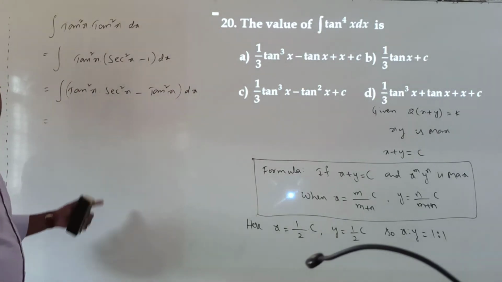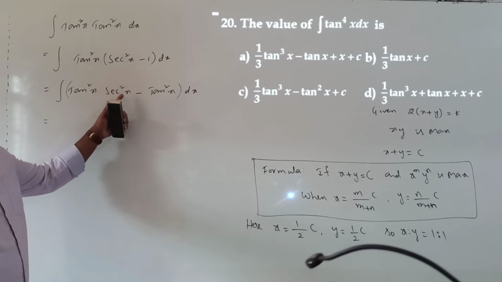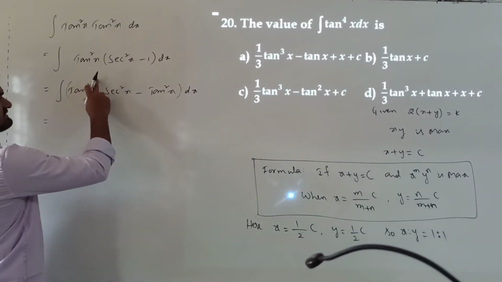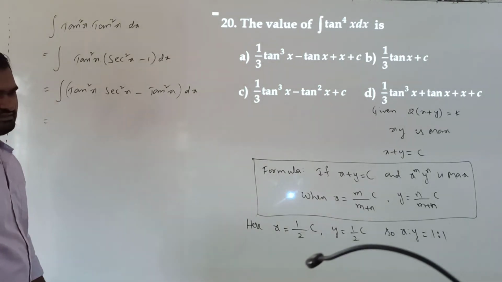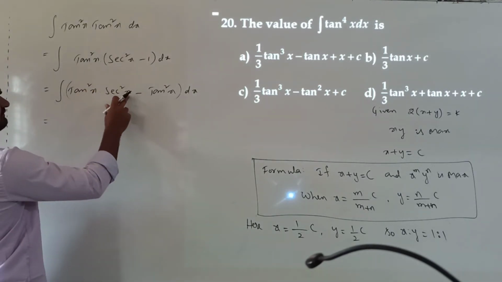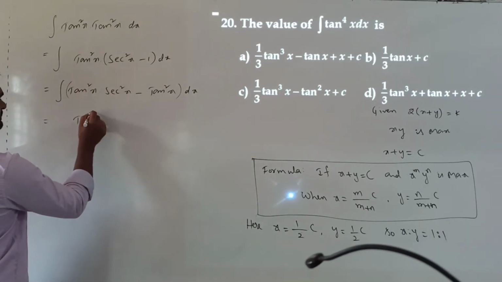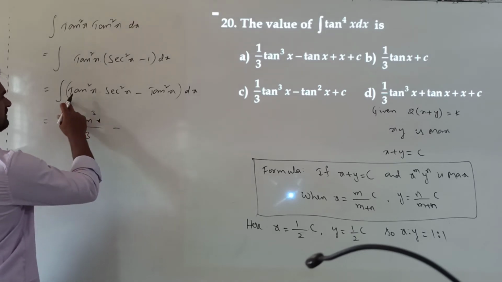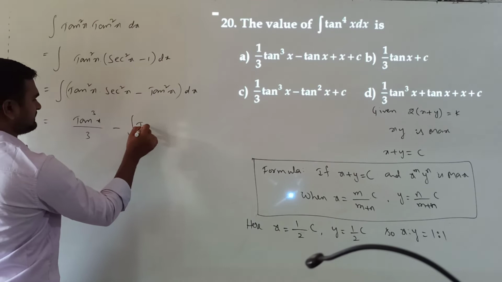Now see the first integral, tan square into secant square. The derivative of tan is secant square. So it is in the form f(x) power n into f dash x. So this integral of f(x) power n into f dash x is f(x) power n plus 1 by n plus 1, minus integral tan square.